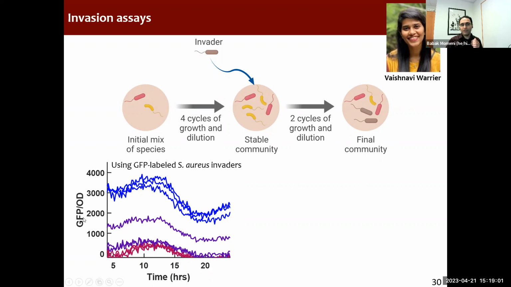So here what she's doing is she's monitoring the GFP, which is coming from the invader, introducing the invader at different ratios initially and asking how the ratio of GFP to overall OD changes over time. So when we normalize it, essentially this is telling us to some extent what's happening to the invader. If this goes up, it means there will be more of the invader. And if it goes down, there are fewer invaders present relative to the rest of the community.